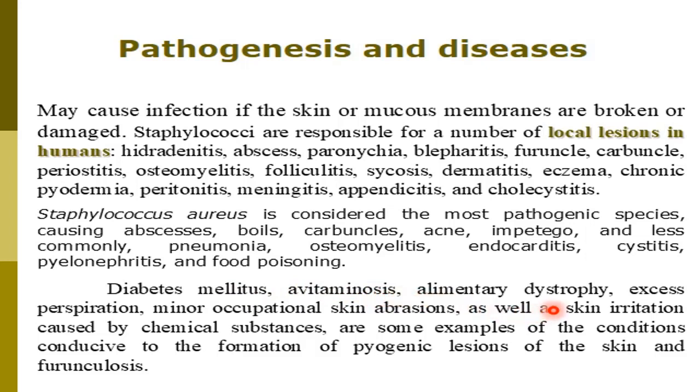Avitaminosis, elementary dystrophy, excess perspiration, minor occupational skin abrasions, as well as skin irritation caused by chemical substances, these are some examples of conditions conducive to the formation of biogenic lesions of the skin and furunculosis. I would like to say that when I say biogenic infections, what do we mean by biogenic infections?